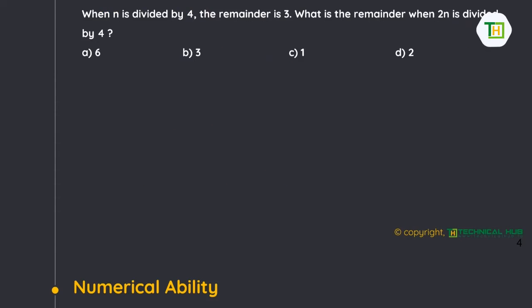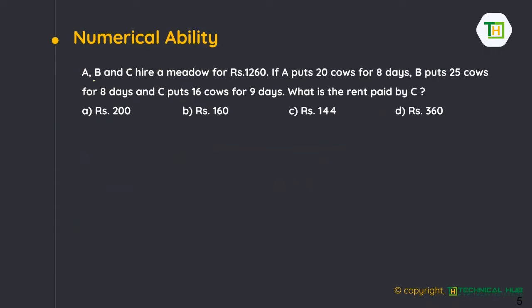Next question. A, B, and C hire a meadow for 1260. Here, the total amount is 1260. If A puts 20 cows for 8 days, B puts 25 cows for 8 days, and C puts 16 cows for 9 days. Here, A, B, C are the three persons, and all three members are paying all together 1260. Now, the question he is asking is, what is the rent paid by C?